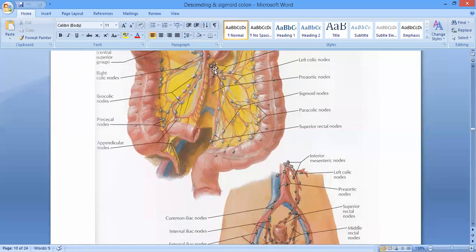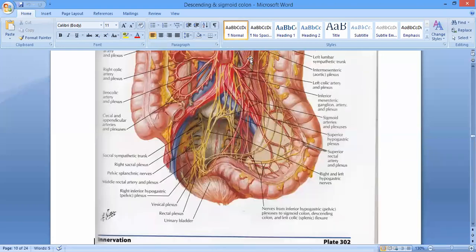Okay, so now we'll talk a bit about the clinicals of the large intestine. When we were talking about the cecum, तो मैंने वो बताया था, inflammation of the cecum is called what? Typhlitis, right? Inflammation of the cecum is called typhlitis.